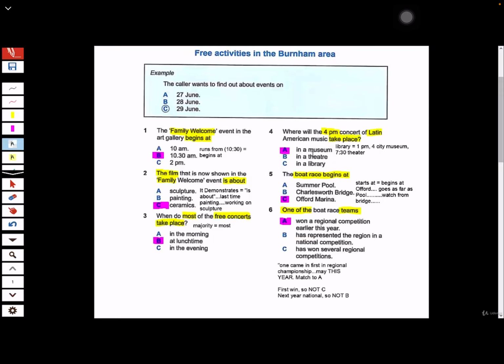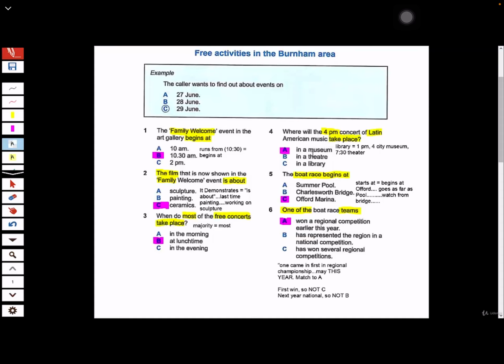That is the exact same strategy in section 2, 3, and 4 when it comes to a multiple choice question. The reason why it seems more difficult to you is because the level of English increases. Number 5 is C. Starts at equals begins. It starts at the Offord Marina. Now, again, they're going to say all the answer choices. Goes as far as the pool. You can watch from the bridge, but the question is, where does it begin? It starts at the Offord Marina.